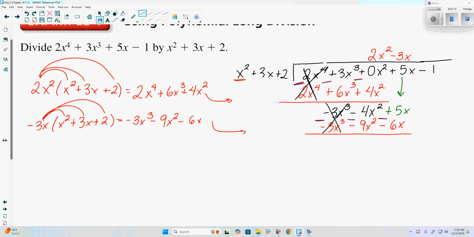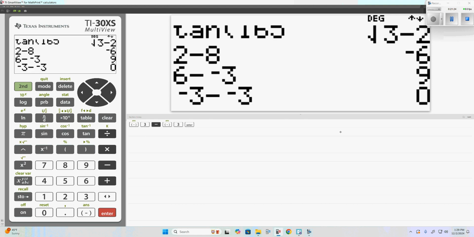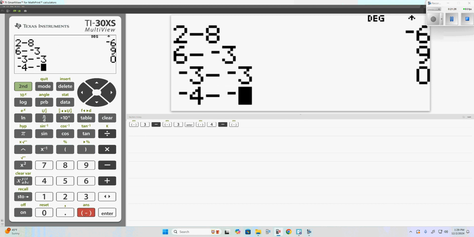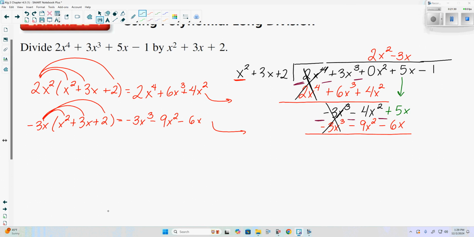Our next one is negative 4 minus negative 9. Negative 4x squared minus negative 9x squared. Again, I can say negative 4 minus negative 9, which tells me it is positive 5 x squared, because our negative here would make a plus, so we're saying negative 4x squared plus 9x squared, which would give us 5x squared.